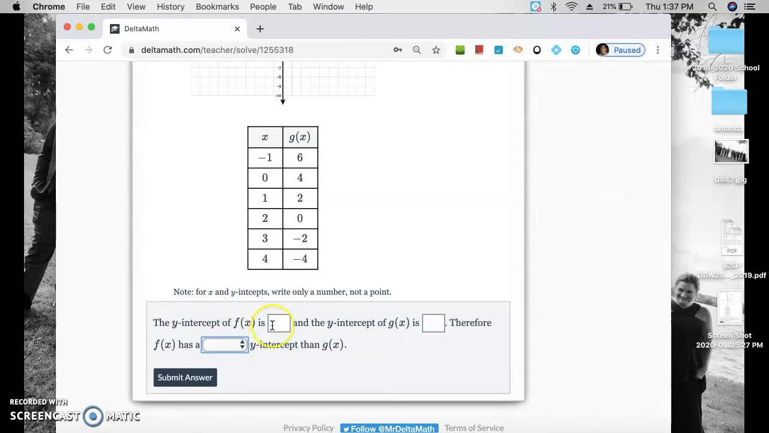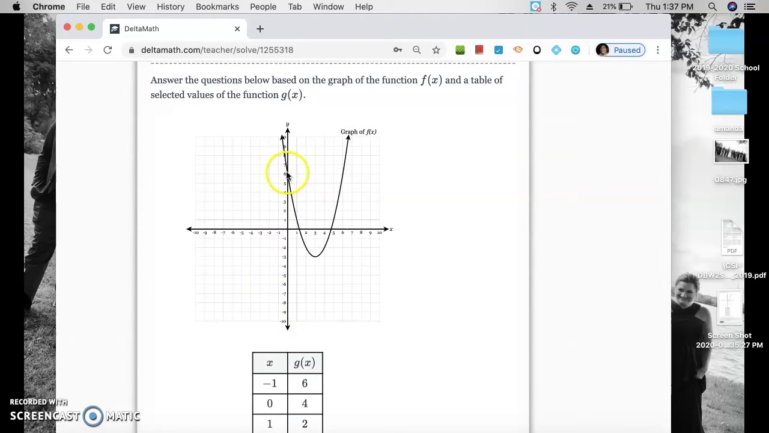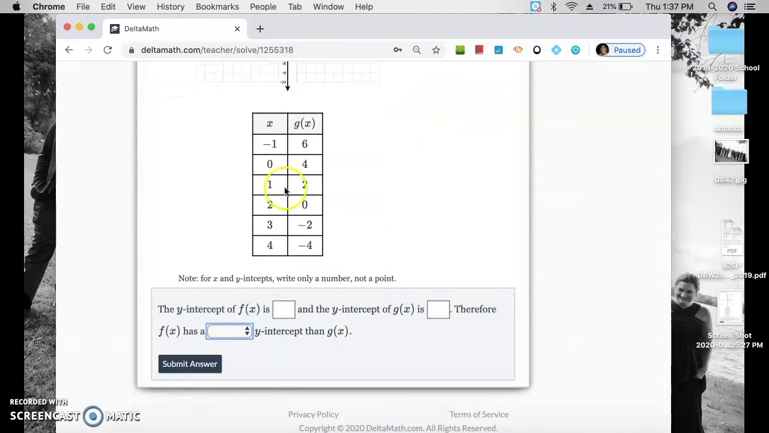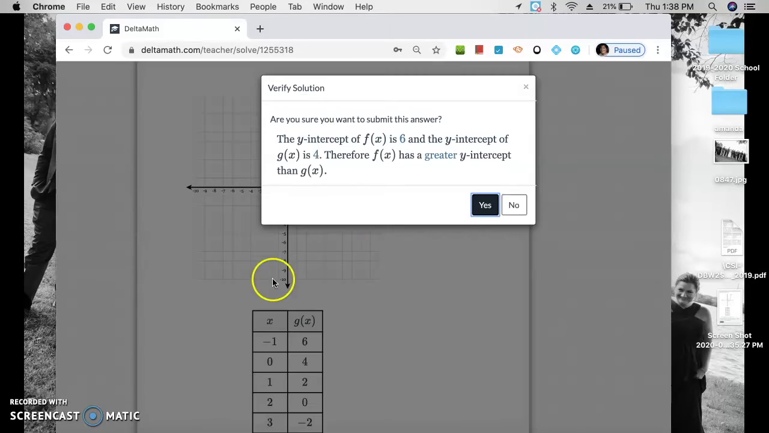So the first thing is I want to know what the y-intercept of f of x is, and I know this is f of x because it tells you graph of f of x. My y-intercept is 6. And then the y-intercept of g of x in a table, my x has to be 0, so my y-intercept is 4. Therefore, f of x has a greater y-intercept than g of x since 6 is greater than 4.